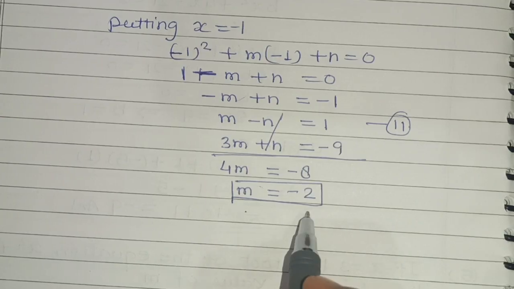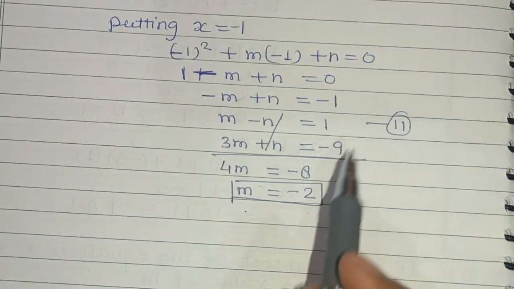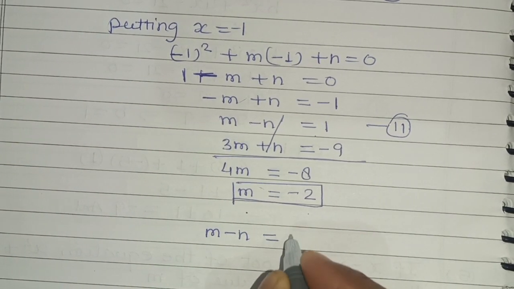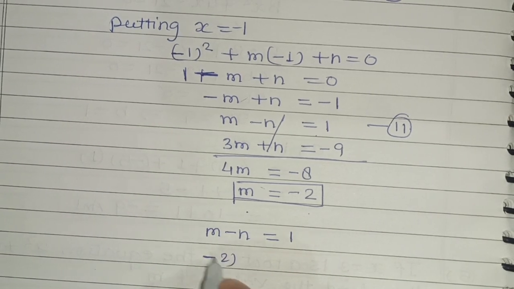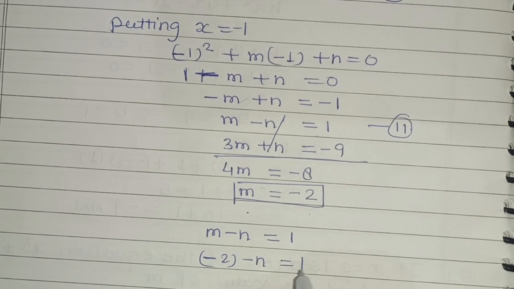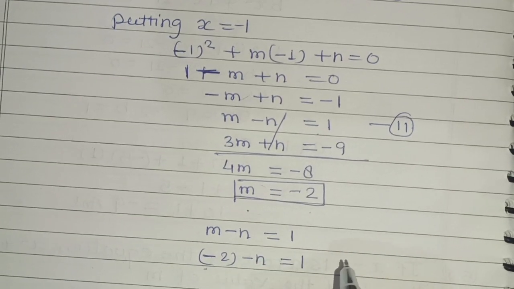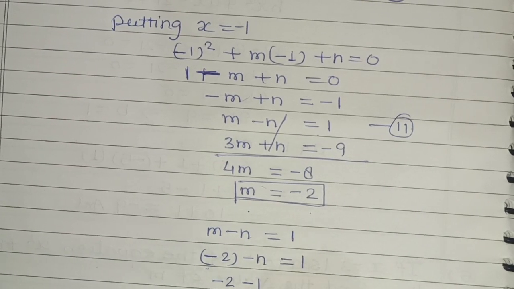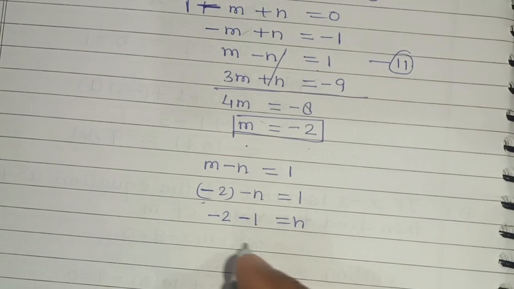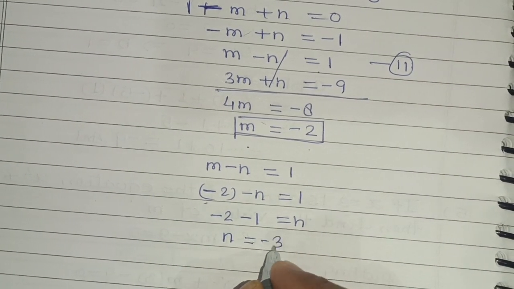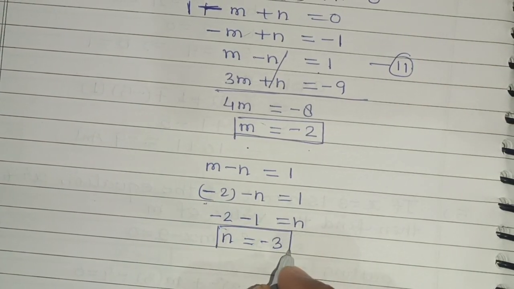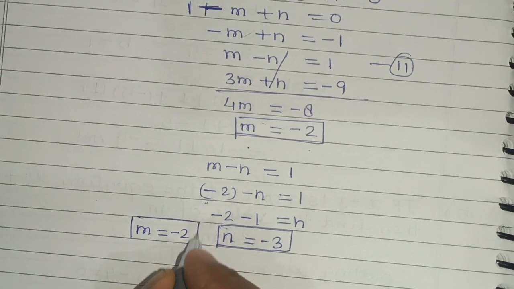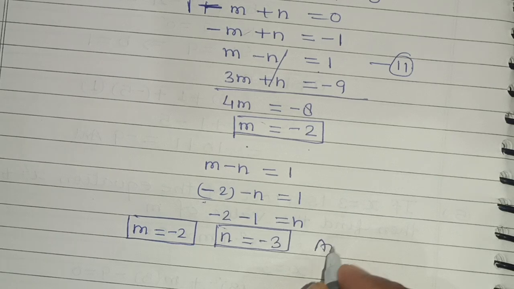Now put the value of m in this equation, m minus n equal to 1. So putting the value, minus 2 minus n equal to 1. Here n is on the minus side, so it will be minus 2 minus 1 equal to n. So n equal to minus 3. The value of n is minus 3. m is minus 2. Write down. This is a very important question.